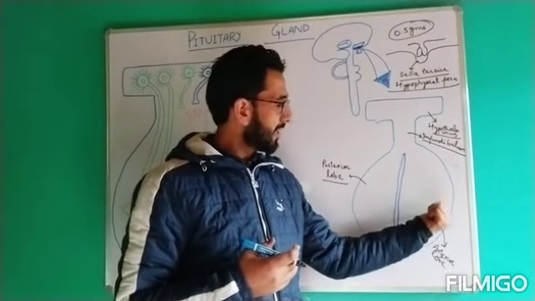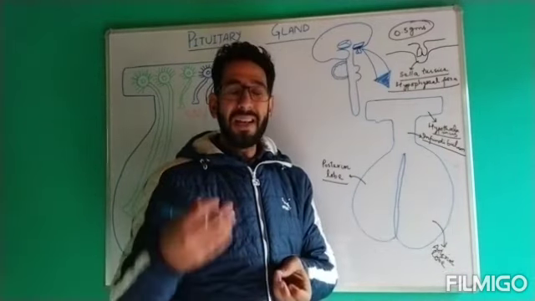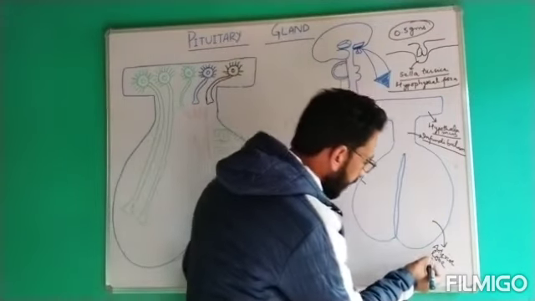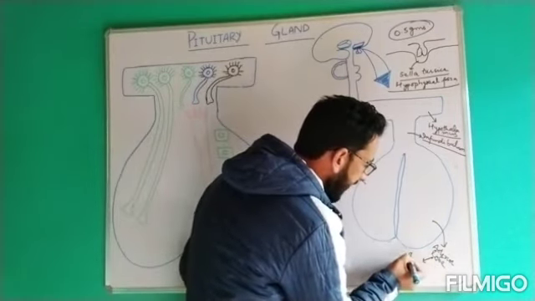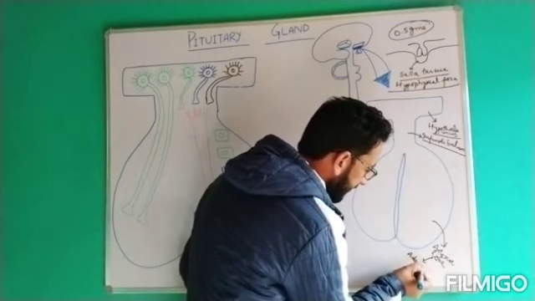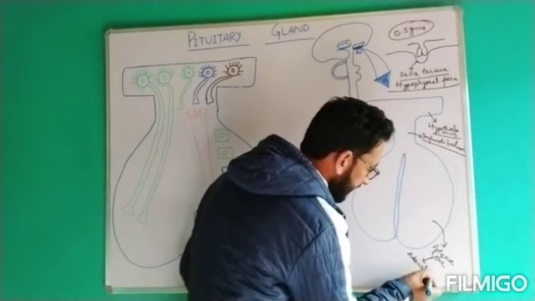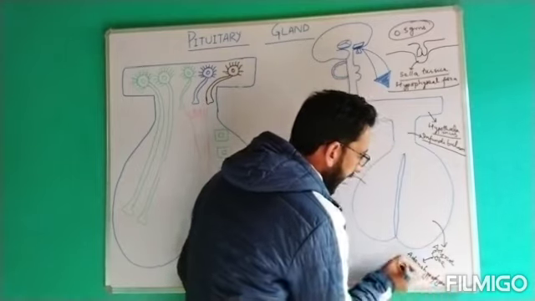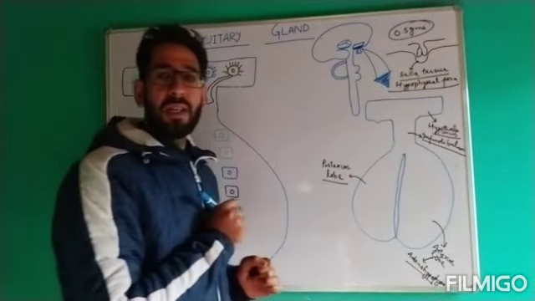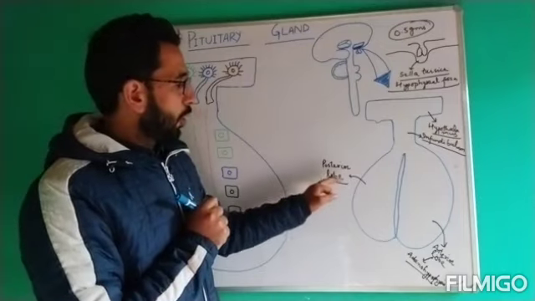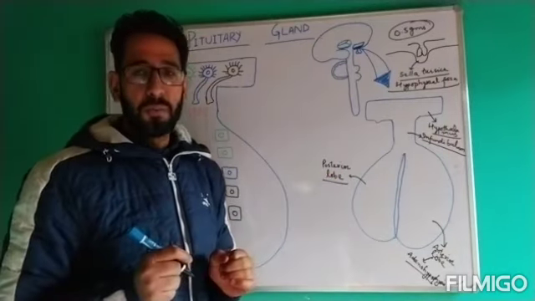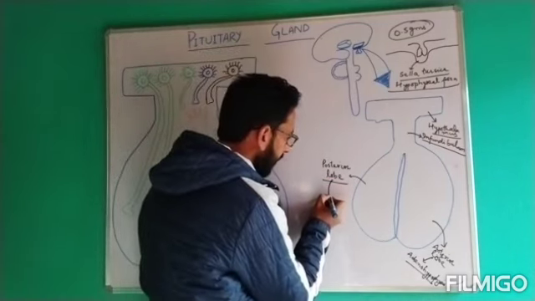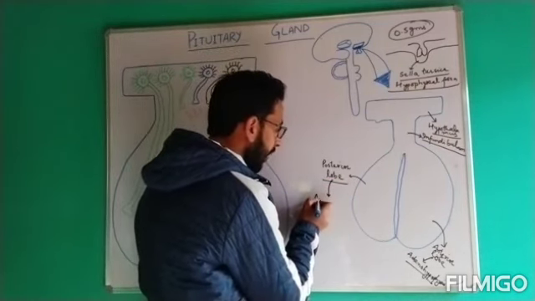So this anterior lobe is made up of glandular epithelium, and it is also called the adenohypophysis. And the posterior lobe is made up of nervous tissue, so this posterior lobe is called the neurohypophysis.